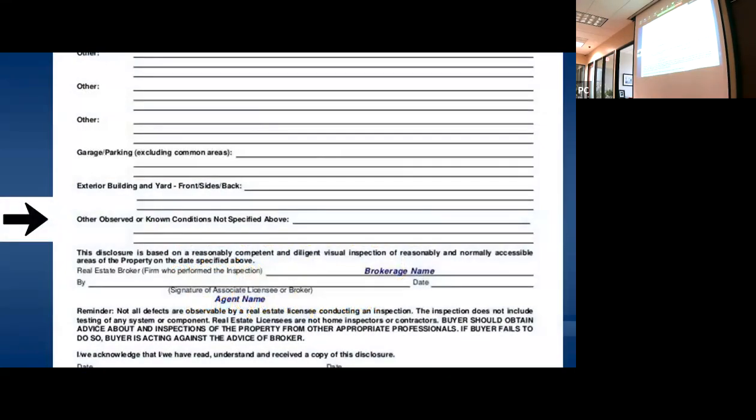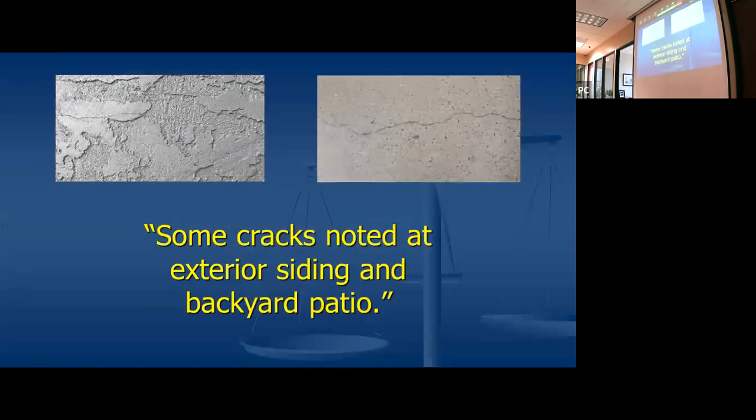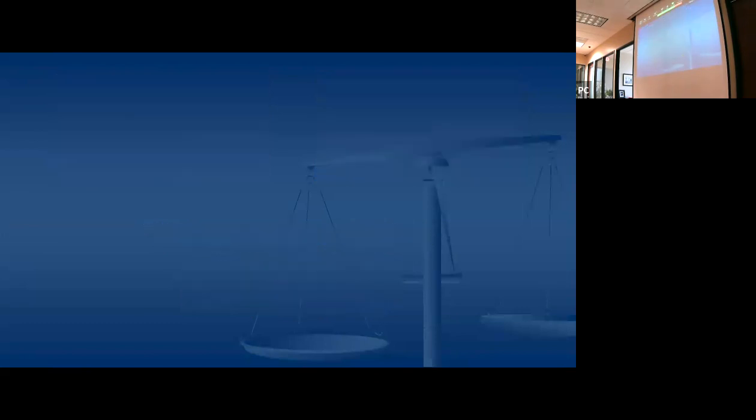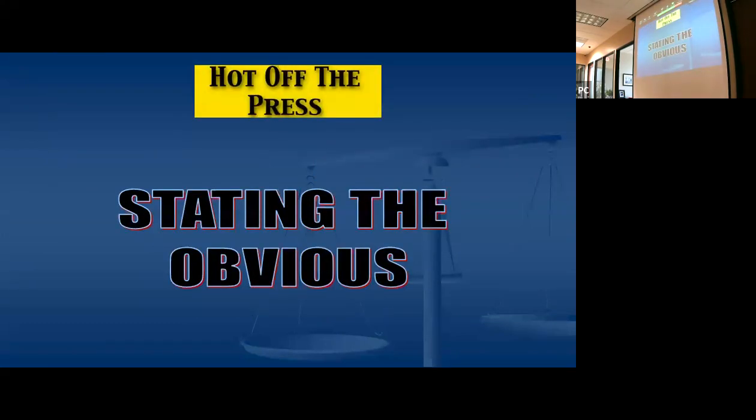Okay, let's see. If you don't know where to write some of these things on the AVID, there are other places to document it. Near the end of it, there's a section that doesn't get filled out much, and a lot of agents don't even know it's there: other observed or known conditions not specified above. If you're just not sure where you're going to write this down, that's a good place to go, if not others. Some cracks noted exterior side. And again, all this will be in the notes.